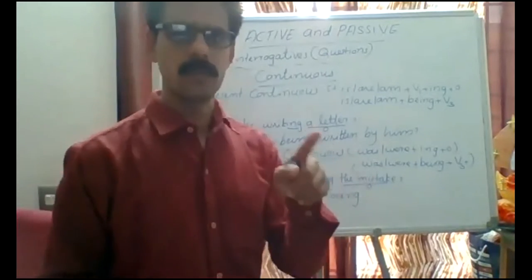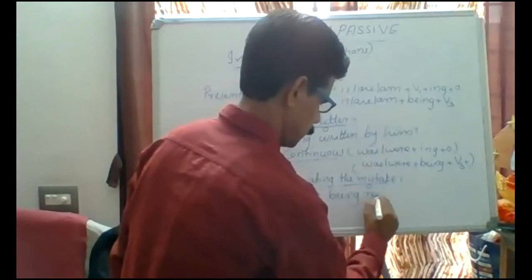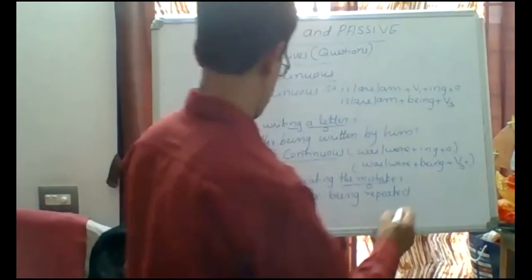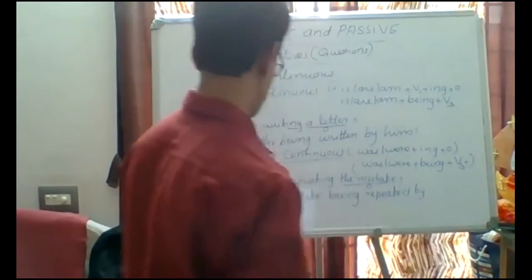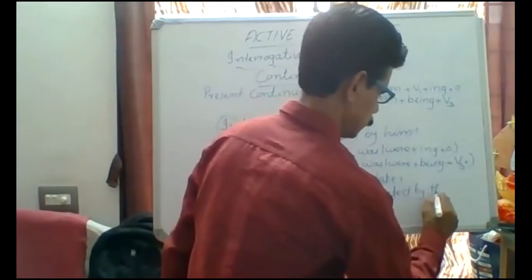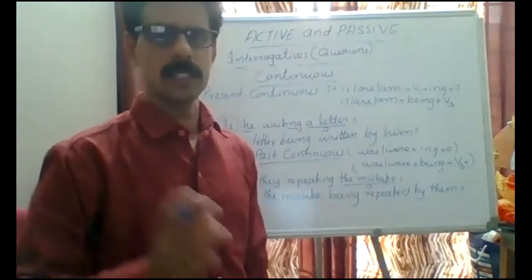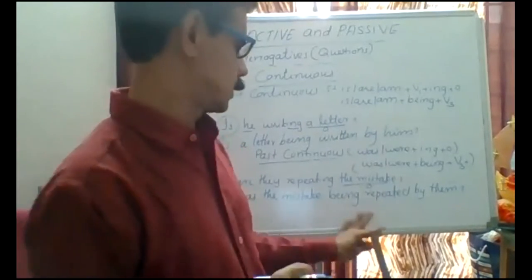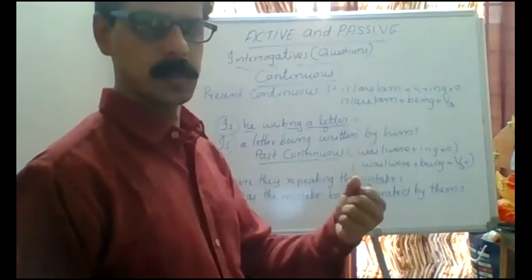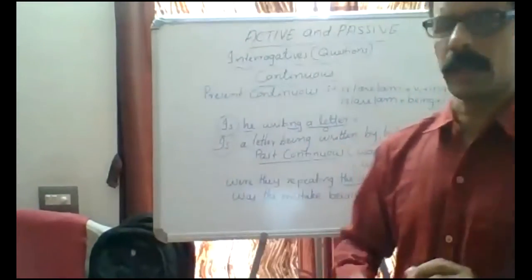Repeat is the V1. What is the V3 of repeat? Repeated. Was the mistake being repeated? And the agent is they, which becomes them. This is the way of transforming the past continuous, or past progressive, into passive. I hope you all clearly understood. You grasped the idea.